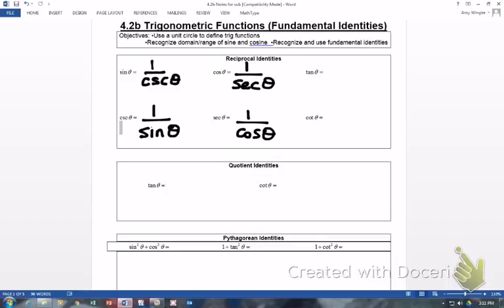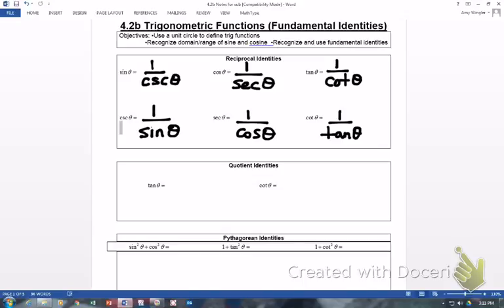Tangent and cotangent are reciprocals, so if you see tangent of theta in a problem, you could substitute in 1 over the cotangent of theta. And if you see cotangent, you could substitute in 1 over the tangent of theta. Now again, don't use these if you know the values, but if you don't know the values, then it might be helpful to use these identities.